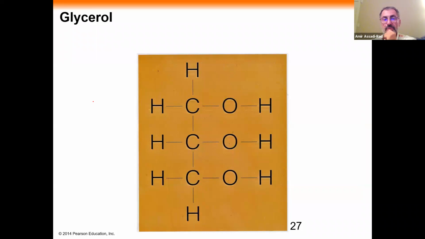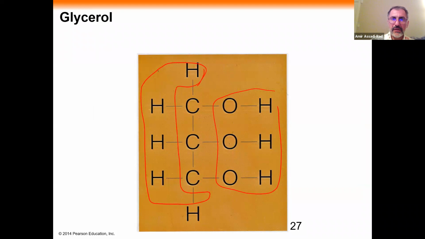Okay, another molecule which is very important is glycerol. Glycerol has 3 carbons, 3 OH groups, and it has 5 hydrogens attached to these 3 carbons. All of these carbons have 4 covalent bonds. Look at it. And then, of course, oxygen has 2 covalent bonds, 1, 2. So that's a glycerol molecule.